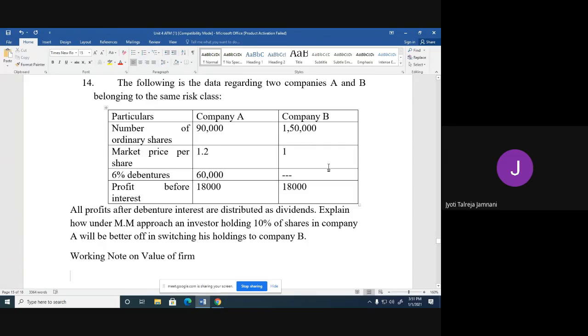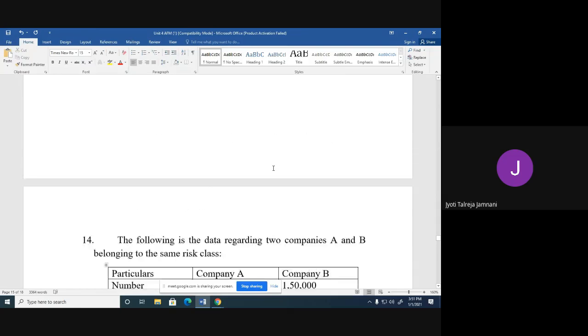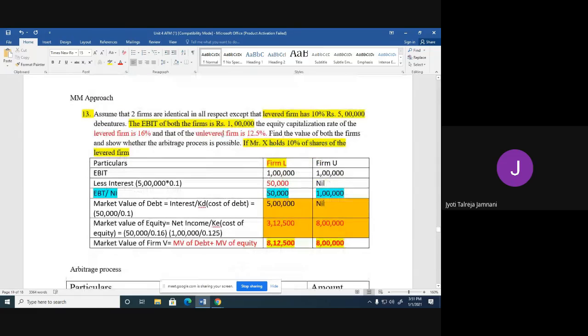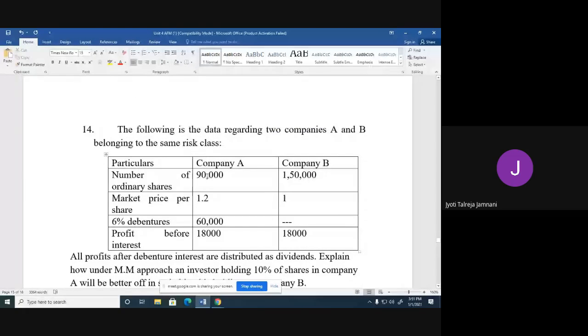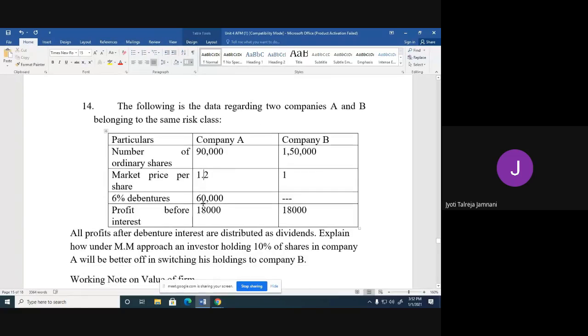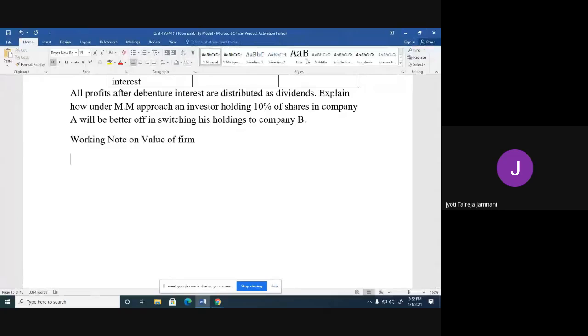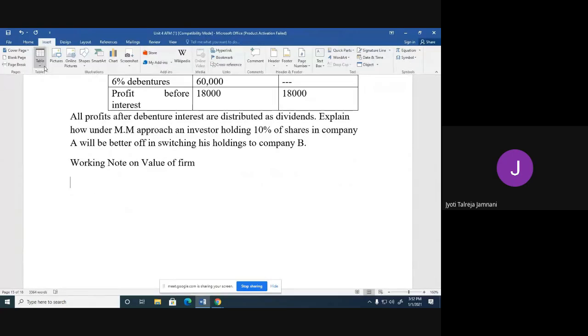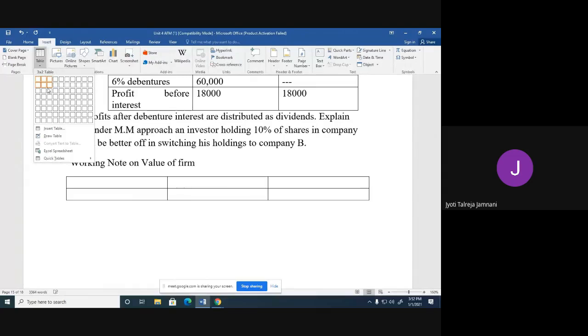Now what we will do here is we cannot use the net income approach because we don't have the equity capitalization rate. If I have to use the net income approach, they have to give me the equity capitalization rate for both the firms and then I can calculate the value of equity. Instead of that, they have given you the number of shares and the market price per share. So if I multiply the number of shares with the market price per share, I will get the value of the shares. And they have given the value of debt already, so we can find the value of the company. So I'll just insert a table and we'll do it.